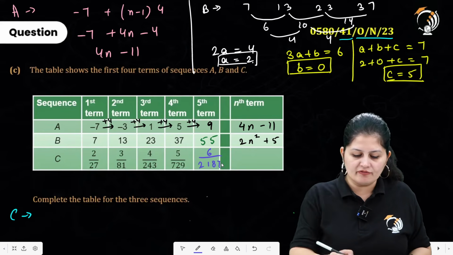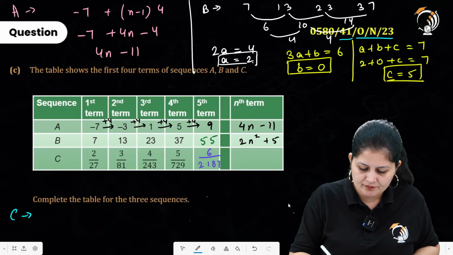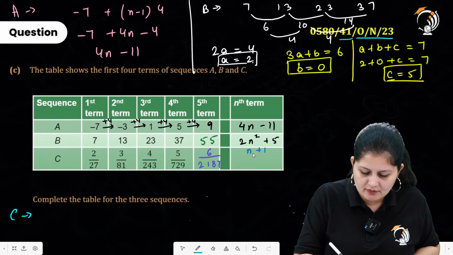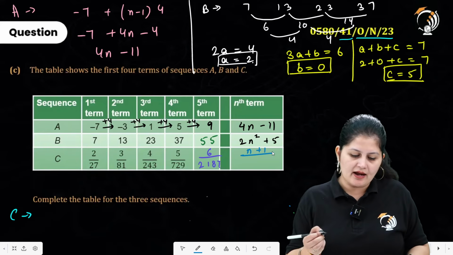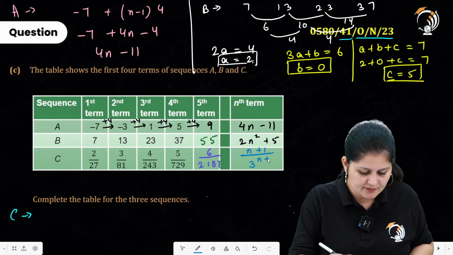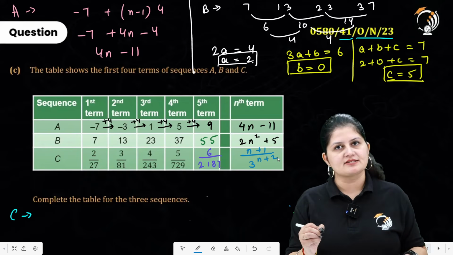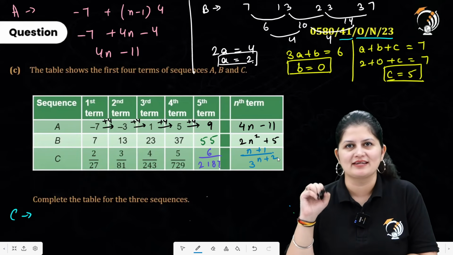Correct? So later on, the nth term here is going to be n plus 1 in the numerator, and in the denominator it is going to be 3 raised to the power n plus 2. That is what we are going to get as the nth term for this particular sequence. Understood?